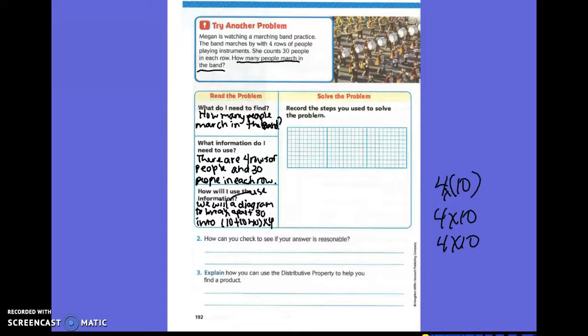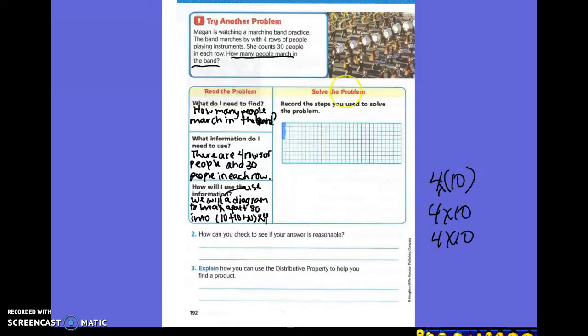What's my first factor? 4. So how many rows are we going to be shading? 4. So you need to go up here and shade those 4 rows down. Now we don't know how many across yet, so do not go across. That 4 represents the 4 on the sides. There's going to be 4 rows.